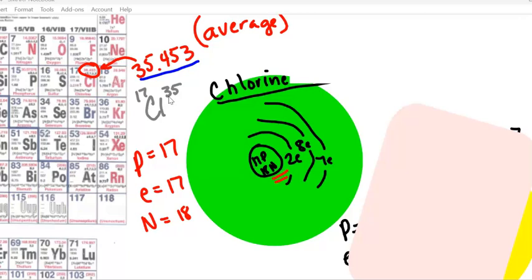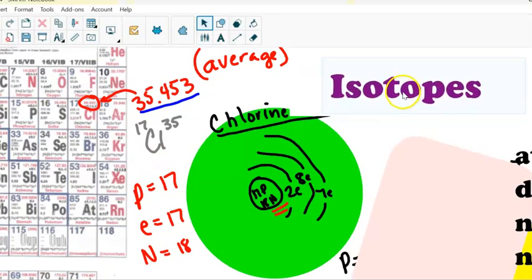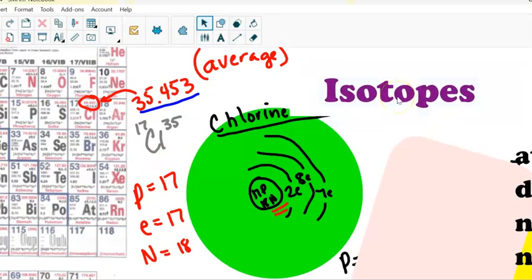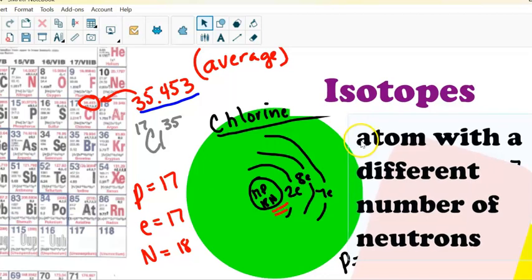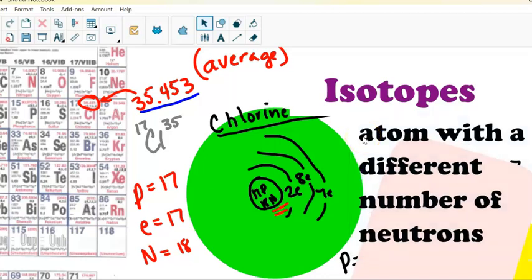So let's go ahead and look at what the Bohr model would look like, and I've already got that printed out for us here. You can take notes on this and catch up if you'd like, because what we're going to talk about right now is isotopes. Okay, an isotope is, and you need to write this down, an atom with a different number of neutrons than what we expect.